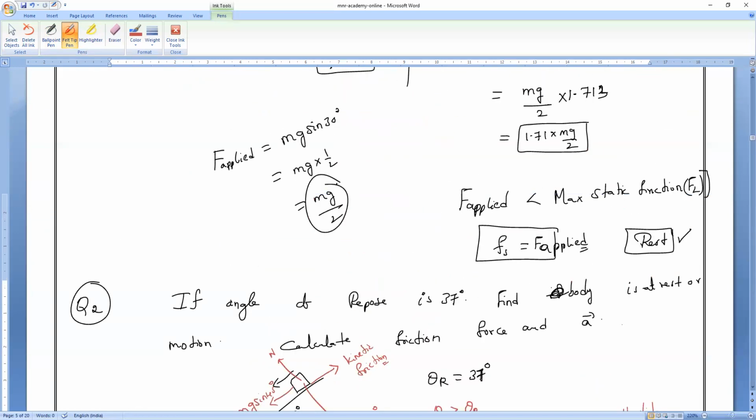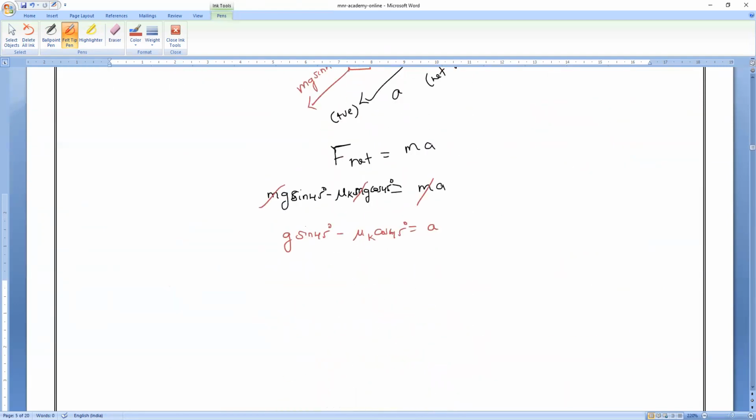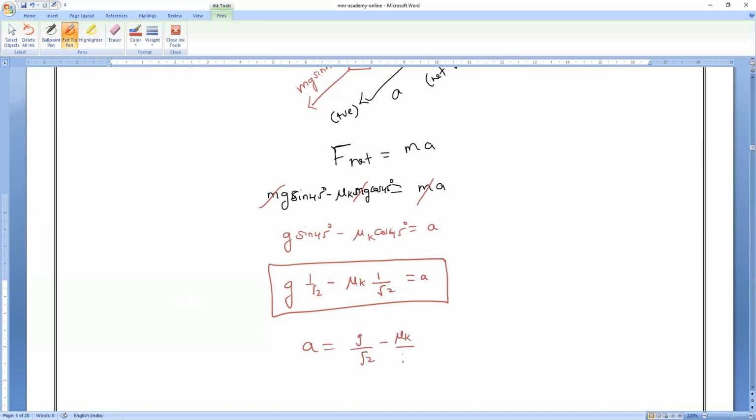So we found the friction force already. Now we have to find the acceleration. So acceleration equals sin 45 value, please. Sin 45 is 1 by root 2. Yes, 1 by root 2 minus mu k times cos 45, which is also 1 by root 2. So that is the g value. Sorry, a value. So a is equal to g by root 2 minus mu k by root 2.